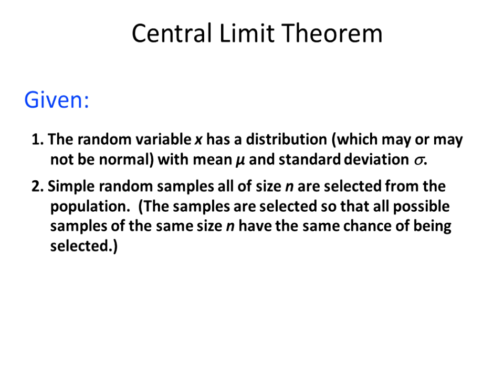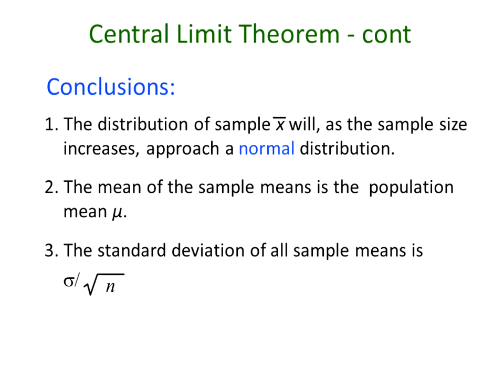All right, and I gave you those two scenarios of how that's going to happen. So we're going to select simple random samples, all of size n, from the population. And these samples are selected in a way that every sample of size n has the same chance of being selected. So when we obtain those samples, the distribution of x bar, which is your sample means, will approach a normal distribution. And that's what I showed you with the simulation.